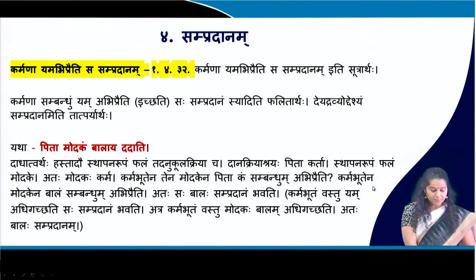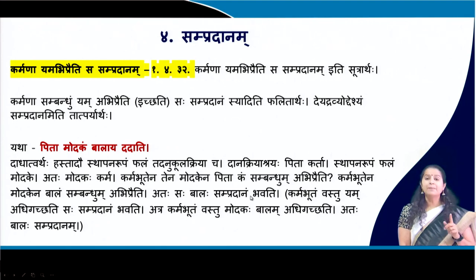So it says karma bhutena modakena balam sambandhum abhipraiti. So this movement or this action is intended towards a connection with the boy, and therefore ataha saha balah sampradanam bhavati, and therefore that boy becomes the receiver and gets the status of sampradanam, or the dative case is attributed to the boy. Karma bhutam vastu yam adhigacchati. So the karma bhutam, the object towards whom it is going, sa sampradanam bhavati. That receiver becomes the sampradanam. Atra karma bhutam vastu modakaha balam adhigacchati, in this case, where the sweet is going towards the boy. Ataha balaha sampradanam. Therefore, the boy is the sampradanam.